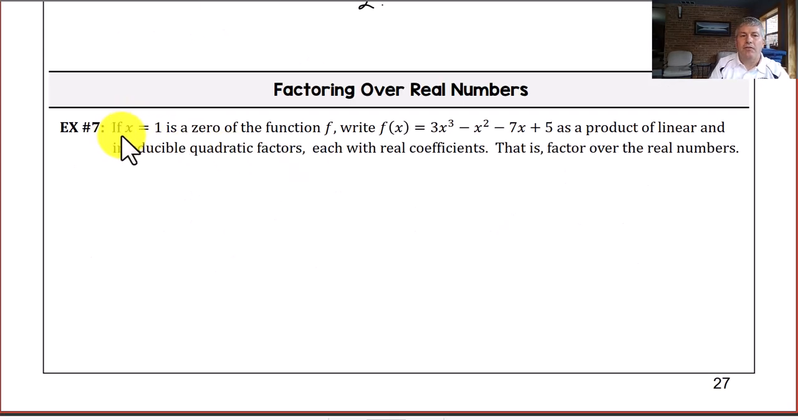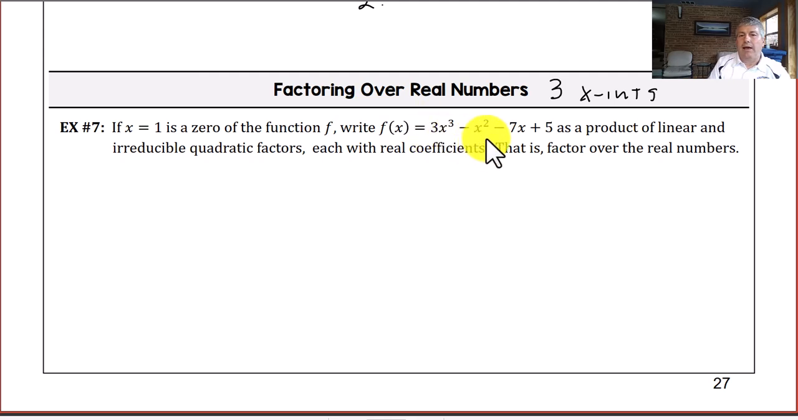In example 7, they tell us x equals 1 is a zero of the function. And our function is 3x cubed minus x squared minus 7x plus 5. Again, a third degree polynomial, so we're going to have 3 x-intercepts. One of them is x equals 1. And we want to express those as a product of linear, irreducible quadratic factors with each with real coefficients. That is, factor over the real numbers.